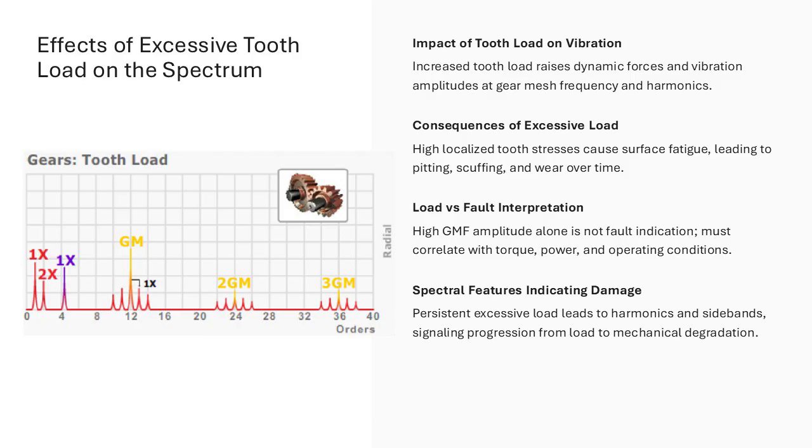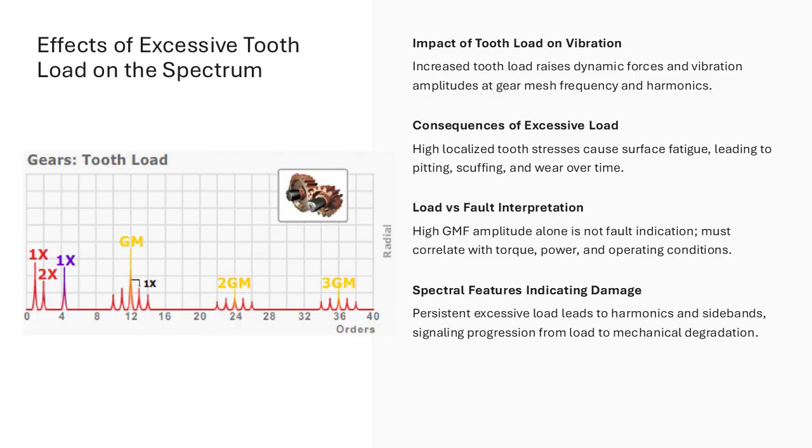As transmitted torque increases, the dynamic forces at the gear mesh also increase, resulting in higher vibration amplitudes at the gear mesh frequency and its harmonics. From a spectral perspective, a gearbox operating under high load will naturally exhibit elevated GMF levels even when no fault is present. Excessive tooth load becomes a concern when it exceeds the design limits of the gear set or when it is unevenly distributed across the tooth face.